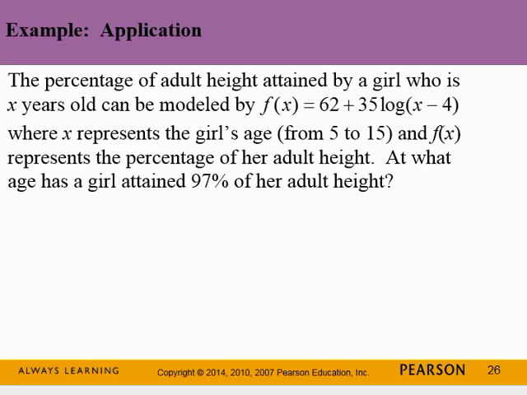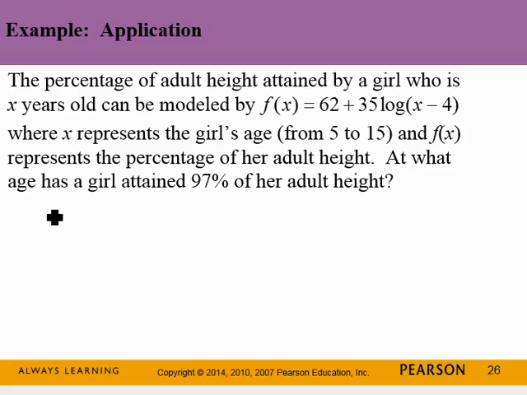Here's a different example where you have to use it. The percentage of adult height attained by a girl who is x years old can be modeled by f of x equals 62 plus 35 times log of (x minus 4), where x represents the girl's age from 5 to 15, and f of x represents the percent of her adult height. At what age has a girl attained 97% of her adult height?